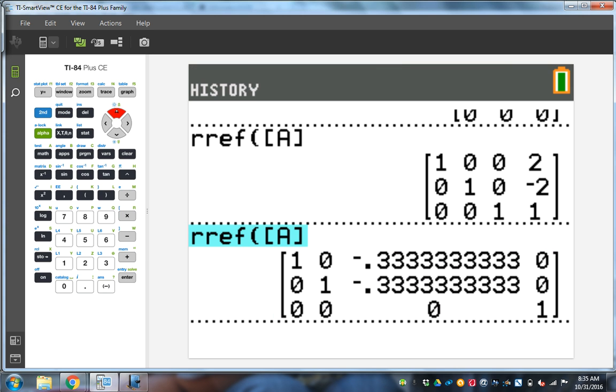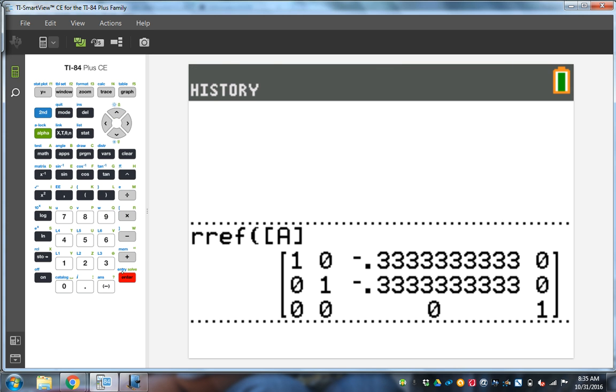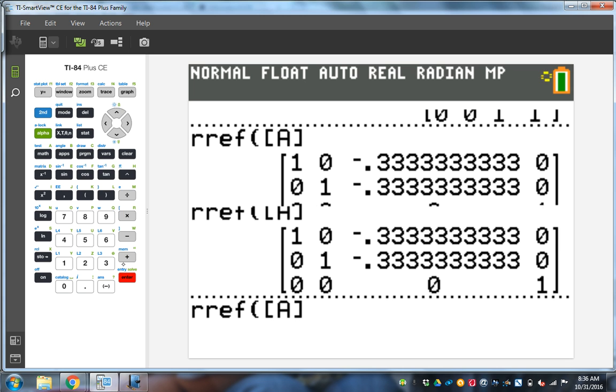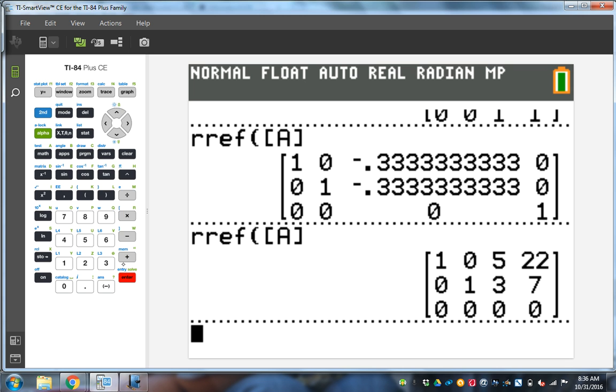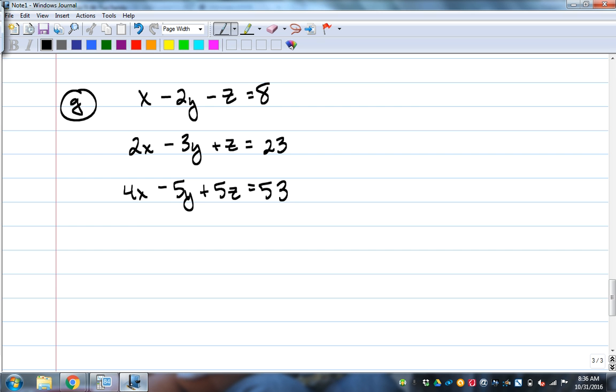Run RREF. Is that what y'all got? Instead of 22 on the last column, 7, and then 0. So all zeros on the bottom row tells us that this is a consistent and dependent system of equations.